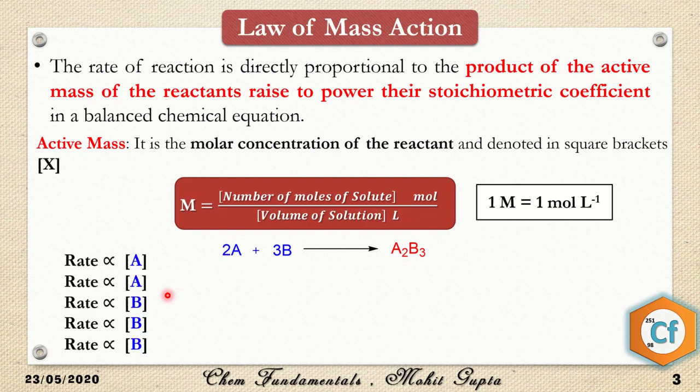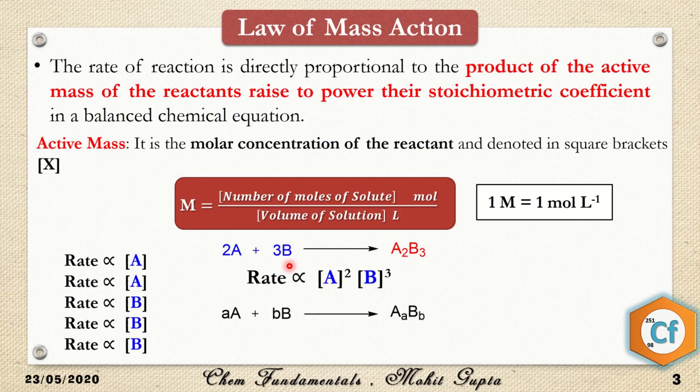So we can write down the rate of reaction. For this reaction, the rate of reaction is directly proportional to the concentration of A, or the molarity of A, and since we have two molecules of A, the rate is directly proportional to the concentration of the first molecule and the concentration of the second molecule of A. Since we are using 3 moles of B, the rate is directly proportional to the first B, second B, and third B. In short, the overall rate is directly proportional to [A] raised to power 2 and [B] raised to power 3, where 2 and 3 are the stoichiometric coefficients of A and B respectively.